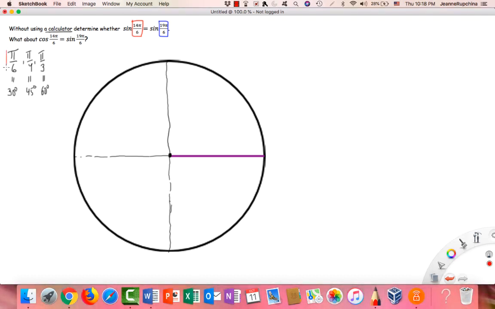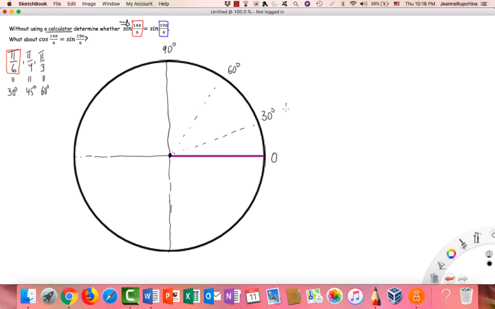Therefore, I'm going to start counting from 0, and I'm going to move. I have 14 times pi over 6. Okay, 14 times. Well, pi over 6 is 30 degrees. So what I really need is to separate my circle into 30 degrees. Here's 30, here's 60, here's 90.